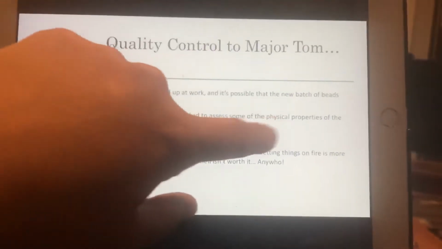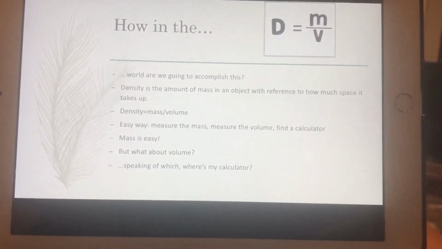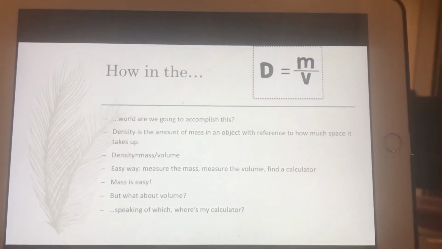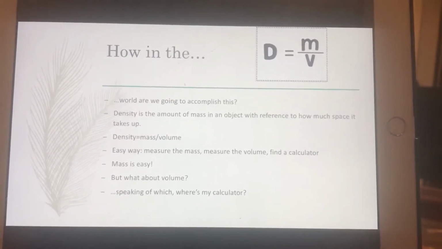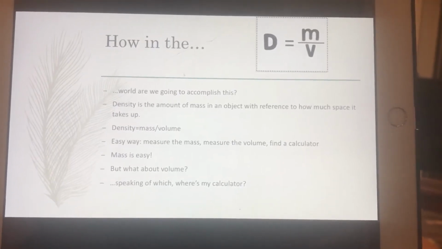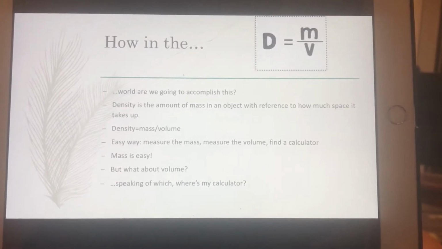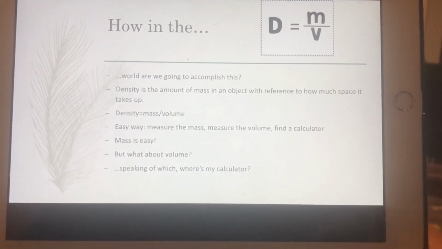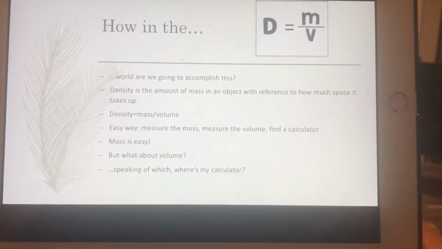All right, so given that our group has density, how are we going to assess density of these plastic beads sitting in front of us? Density is defined as the amount of mass an object takes up with reference to how much space it takes up. So mass in an object over the amount of space equals density. There are 2 ways that we've been assigned to do this. There's one which I tend to think of as the easy way, which is to directly measure the mass of the beads and then measure the volume. Then you get a calculator and divide that mass by the volume.